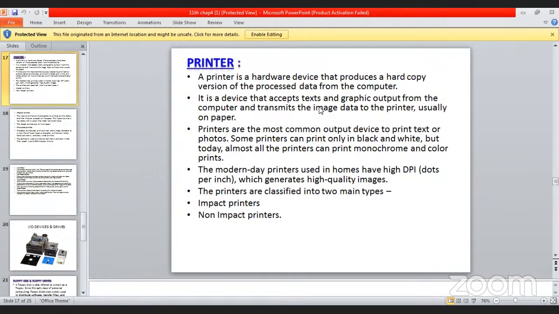Next we can see another output device, or external device, which is the printer. Printer means what? The printer is a hardware device that produces hard copies.